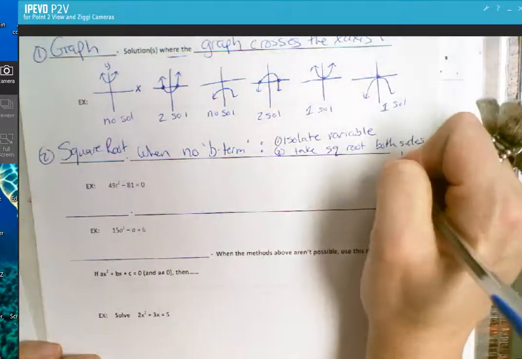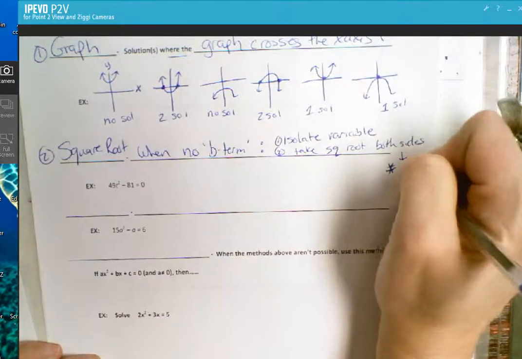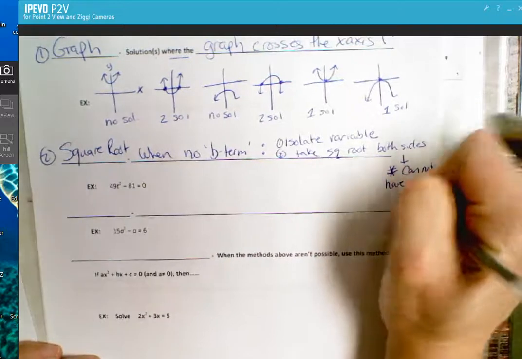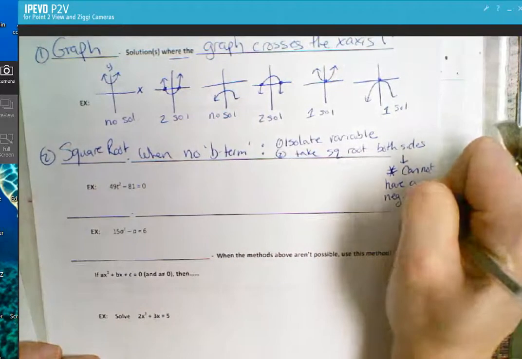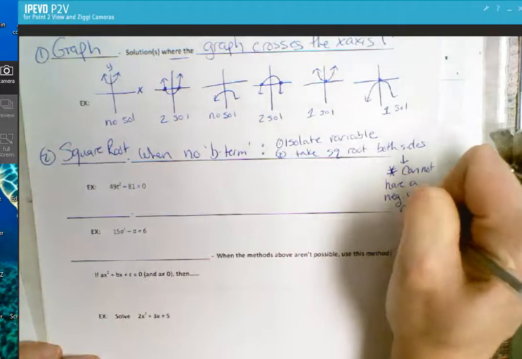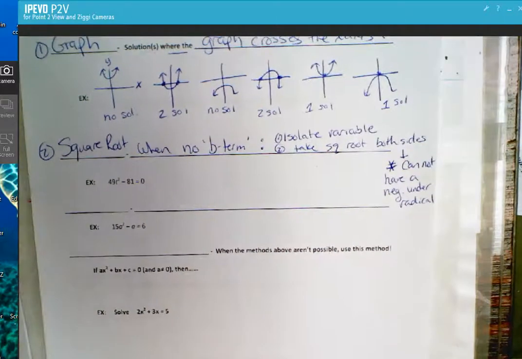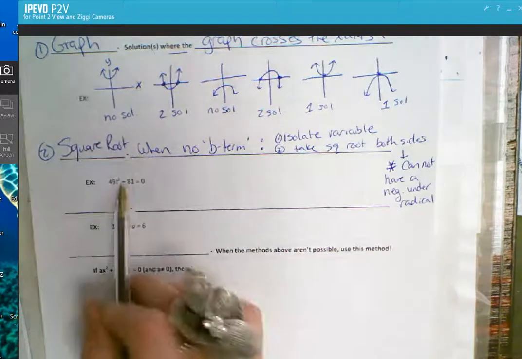Remember, you cannot have a negative under a radical. So no negatives under the radical automatically means no solutions. You'll learn in Algebra 2 that it's not necessarily no solutions. It's no real solutions. They're going to be non-real numbers that you can deal with. So let's take a look at this example.